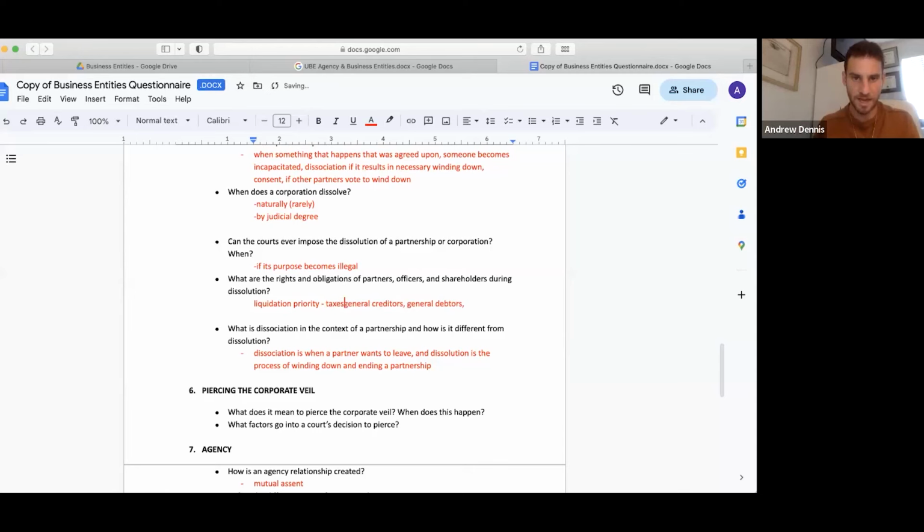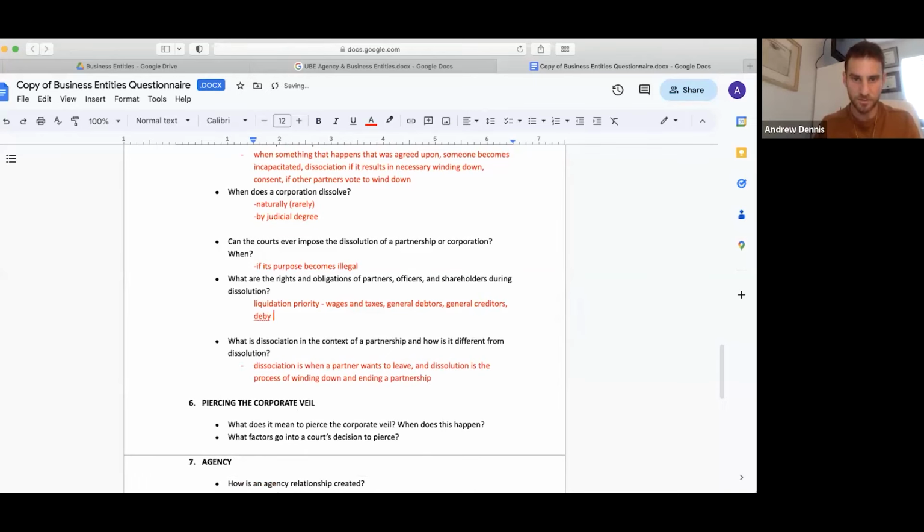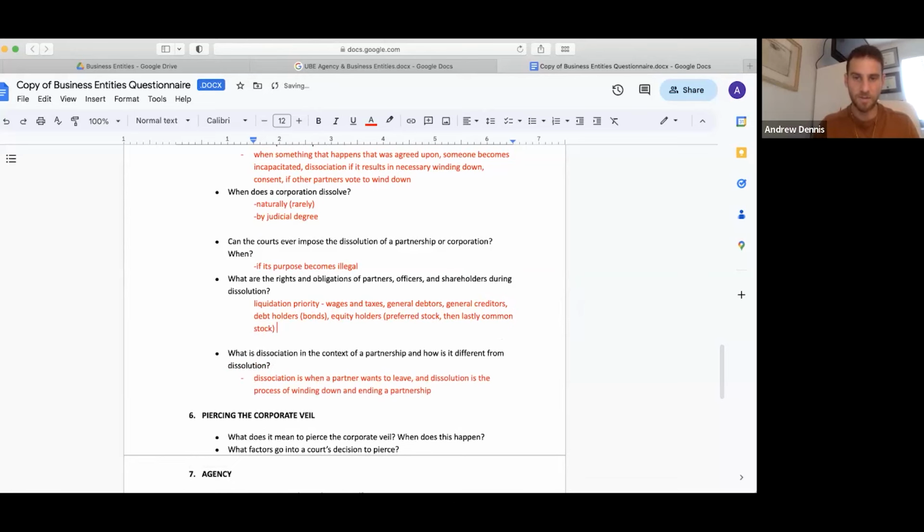So number one, wages and taxes are going to get paid first, right? Of course. You're going to have to pay off Uncle Sam, and you're going to have to pay off the people who work for you. Then I actually think debtors are going to be paid off before creditors, right? General debtors, then general creditors. Then we're going to pay off debt holders, so bonds. Then we pay off equity holders, in order: preferred stock, and then last, common stock, right? That's a key piece, that common stock is going to get paid off last. So if you're a common stockholder, you have what's known as junior liquidation priority.